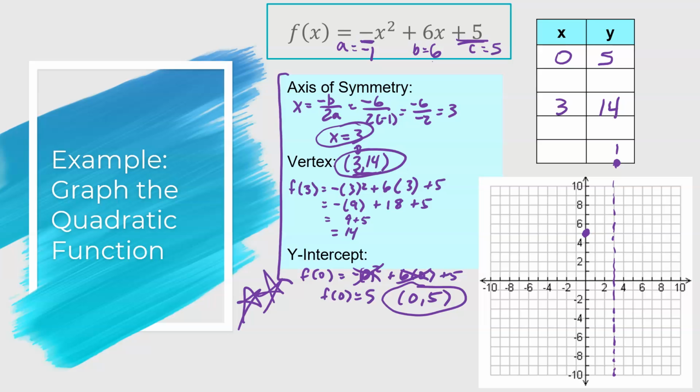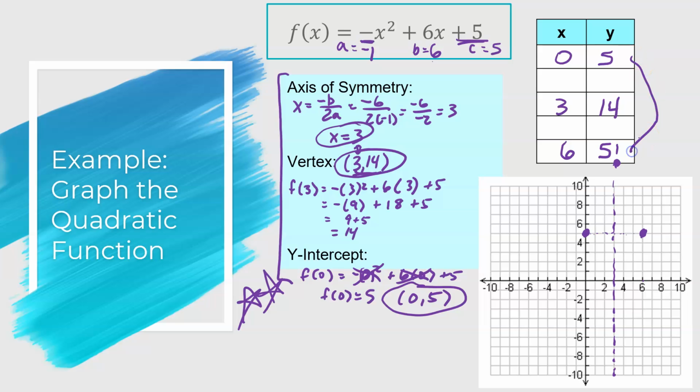Having said that, if I know that the point (0, 5) is on the graph, I see that it's 1, 2, 3 spots away from the axis of symmetry. So if I go 3 spots to the right of the axis of symmetry, that point must also be on the graph because it's symmetric. And that's the point (6, 5). So if I'm drawing my table, which you'll be expected to do on the test, I can put that on there as well.